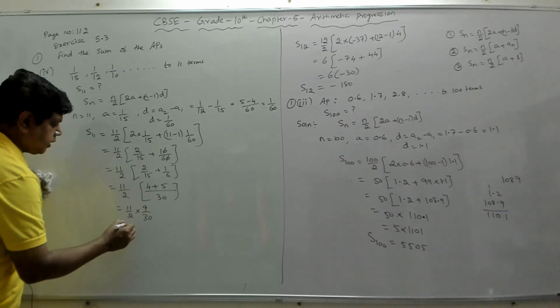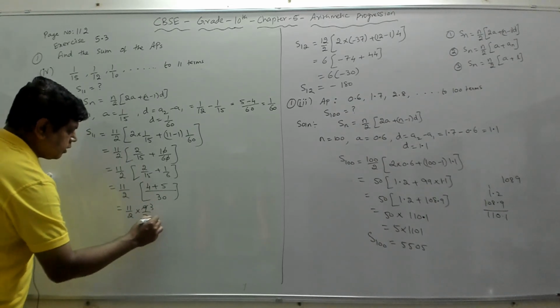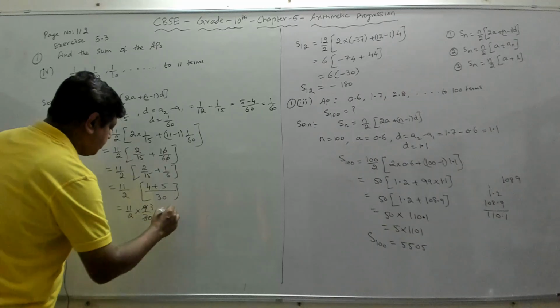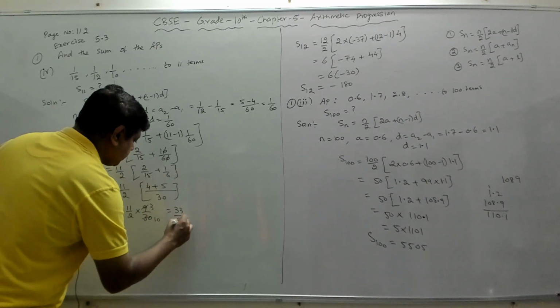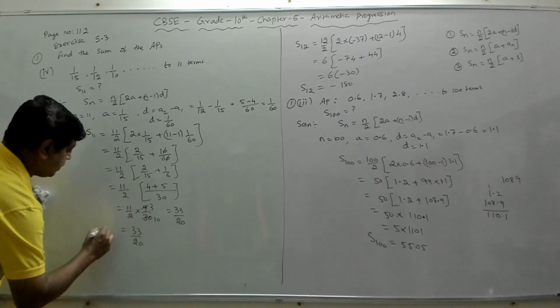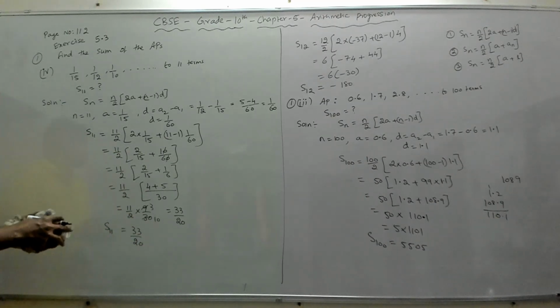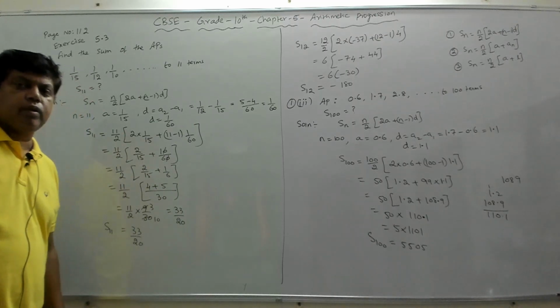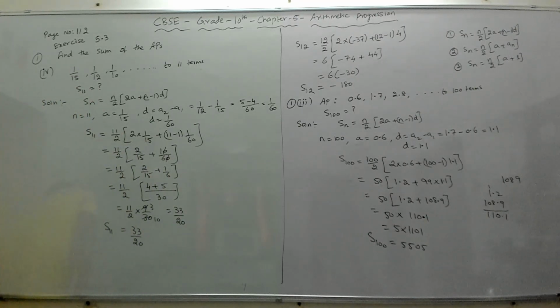So 9 by 30 can be cancelled. This will become 3. This is 10. So finally we get 33 by 20. So what is the answer? 33 by 20, which is our S11. So the sum of the first 11 terms is equal to 33 by 20.